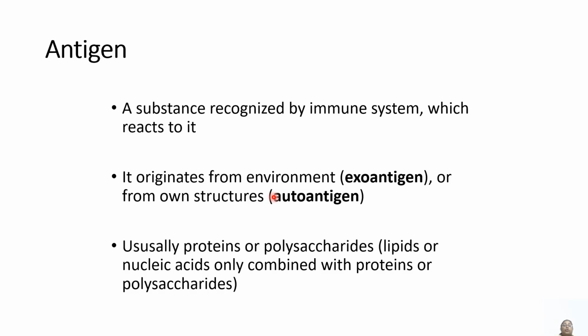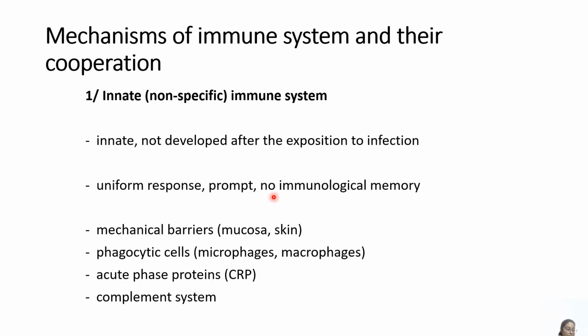I think you have heard about various autoimmune disorders, some being rheumatoid arthritis. The basic concept of autoimmune disorders is that your immune system is not able to differentiate between self and non-self, so it is reacting against its own bodily things. That can be quite disastrous. Usually proteins or polysaccharides act as antigens, and lipids or nucleic acids only combined with proteins or polysaccharides can also act as antigens. Now, what are the mechanisms of the immune system and their cooperation?